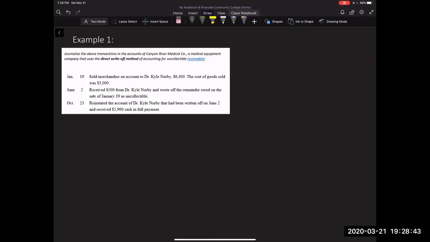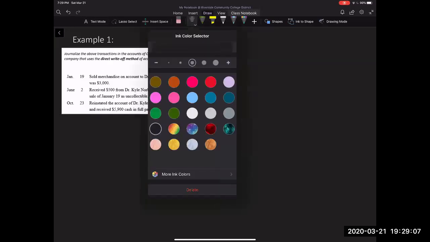As example number 1, it says that on January 19th, we sold merchandise on account to Dr. Kyle Narby for $6,400, and the cost of goods sold was $3,000. So it's telling us to do the journal entry using the write-off method. Sorry, I kind of skipped that part. All right, so let's see what this looks like. Let me change the color to blue so you can see.